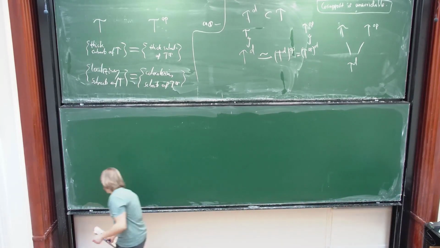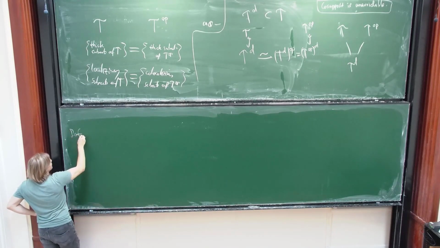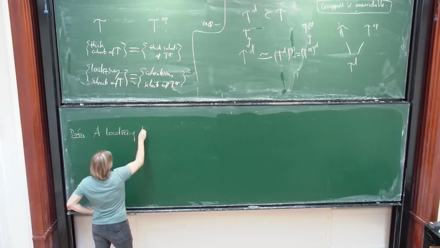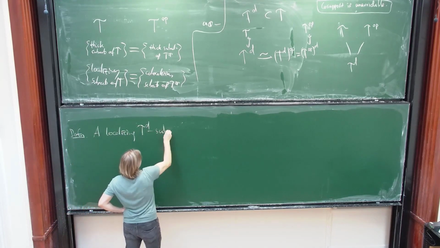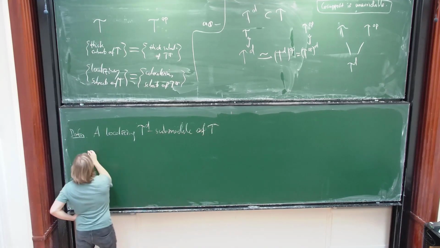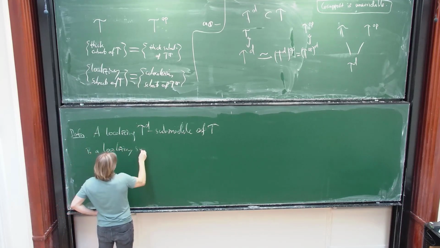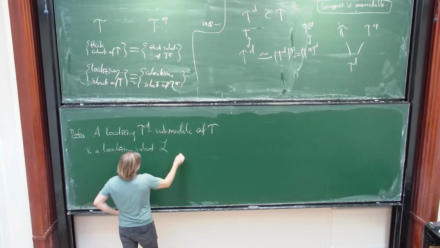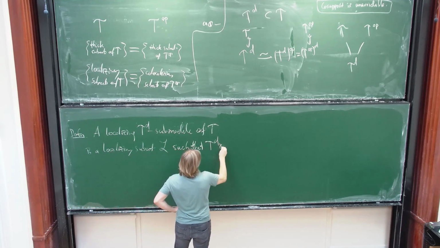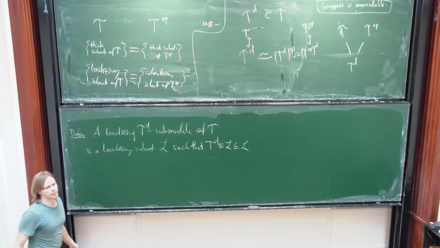So let me explain that cryptic remark. A localizing TD submodule of T is a localizing subcategory L such that TD tensored with L is contained in L. So it's closed under tensor with dualizable objects.